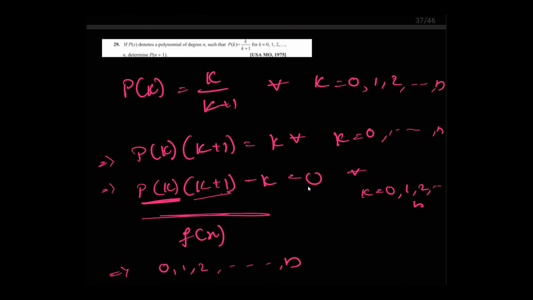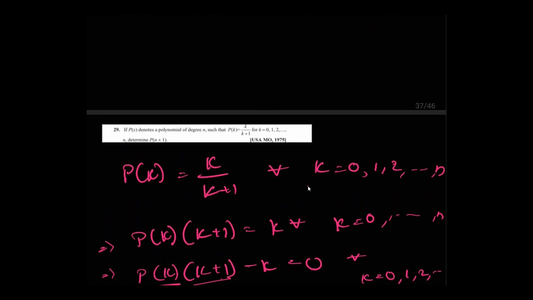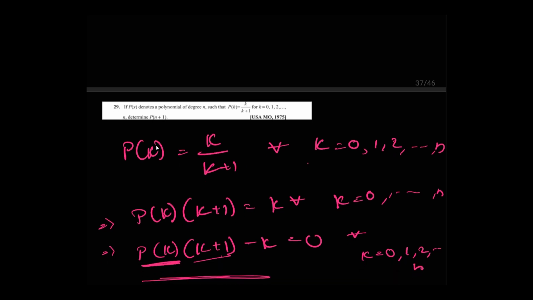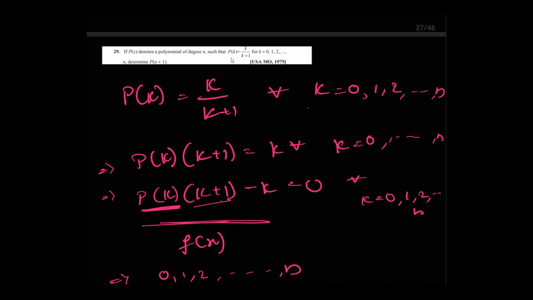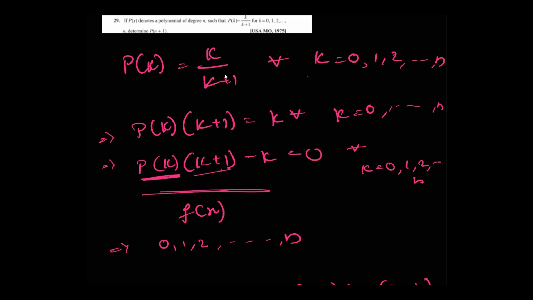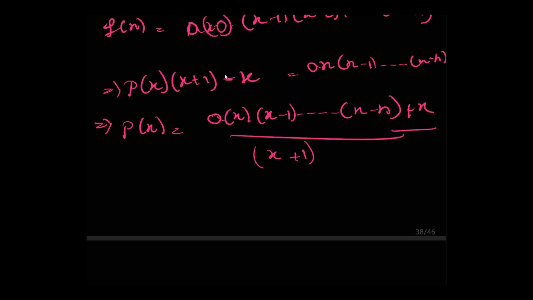Now, what they are asking is to determine the value of p of n plus 1. Also, they have given that p of k equals k by k plus 1 for all k. Take k equals 1, then we should get 1 by 2. So, substituting these, we get 1 by 2. So, clearly it satisfies for all n.